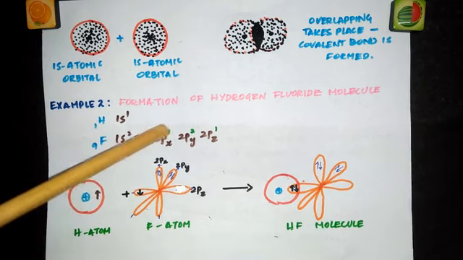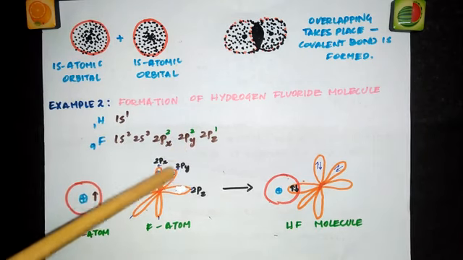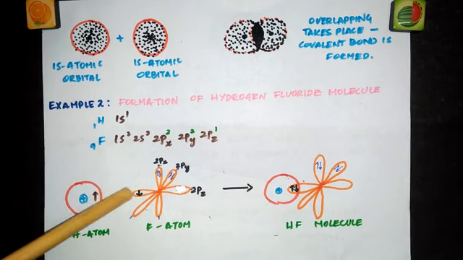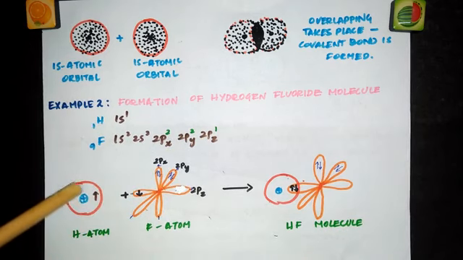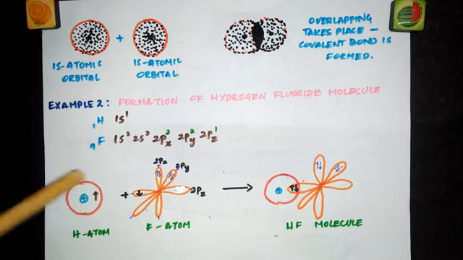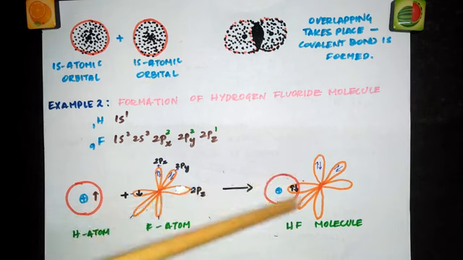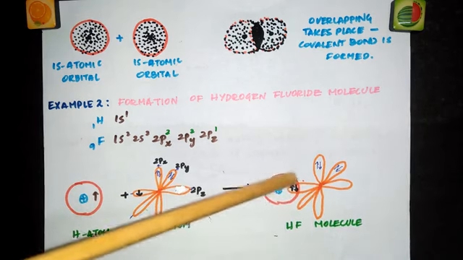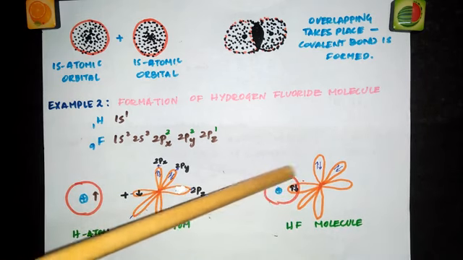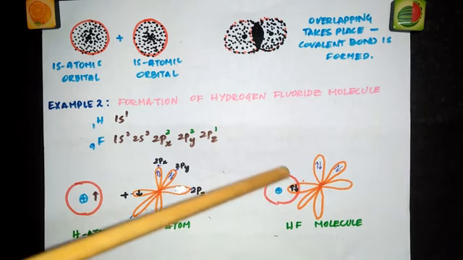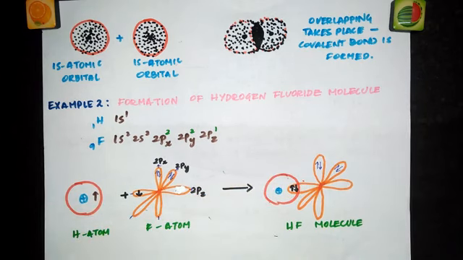2px, you have 2 electrons here. 2py, you have 2 electrons. In 2pz, you have 1 electron. So now the overlap is going to take place between the s orbital of hydrogen atom and 2pz orbital of the fluorine atom. See the overlap. So now the electrons are present here. Now there is a covalent bond formation between hydrogen and fluorine atom.